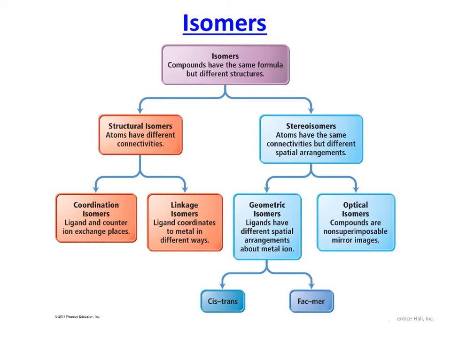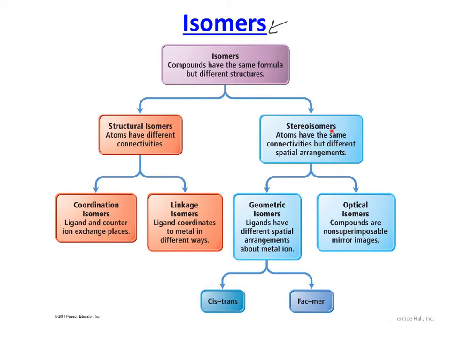In this video lecture, I'm going to continue our discussion of isomers. Remember, isomers are compounds that have the same formula but different structures. In previous lessons, we discussed structural isomers, specifically coordination isomers and linkage isomers. And I know in structural isomers, atoms have different connectivities. That means you have different metal to donor atom bonds of some sort.